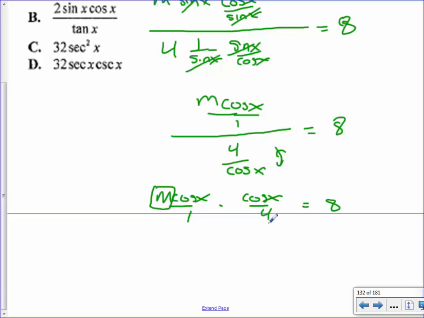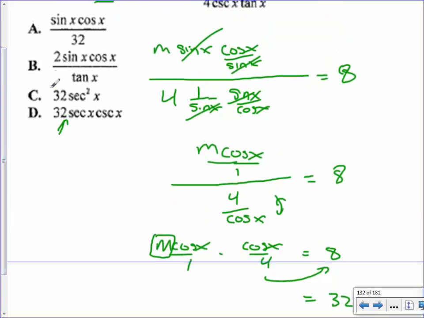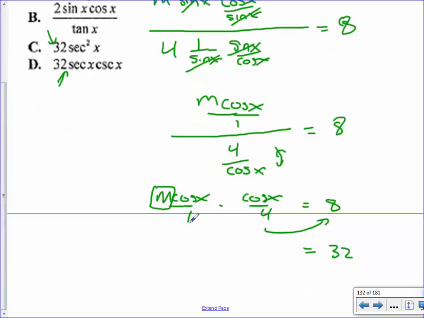Well, there's this 4 down here. How do you get rid of a 4? Times it up, which means that 8 times 4 is 32, which is starting to look pretty good here. Actually, there's a 32 even there. There's a 1 right here, but I don't think we really need to do anything with that.